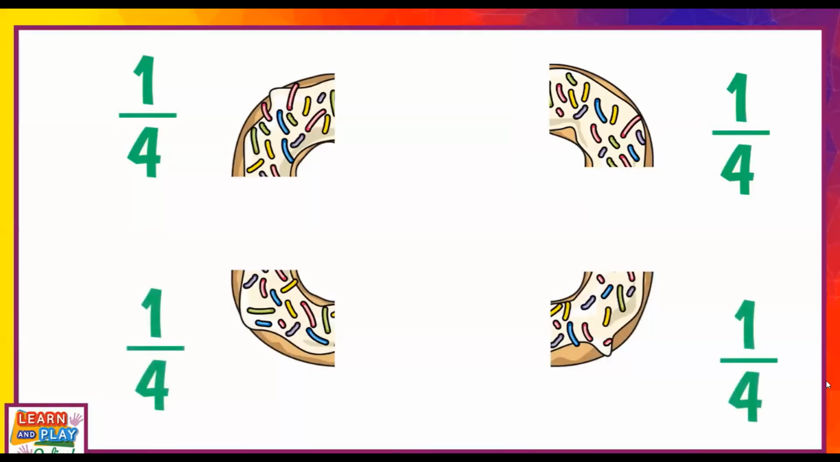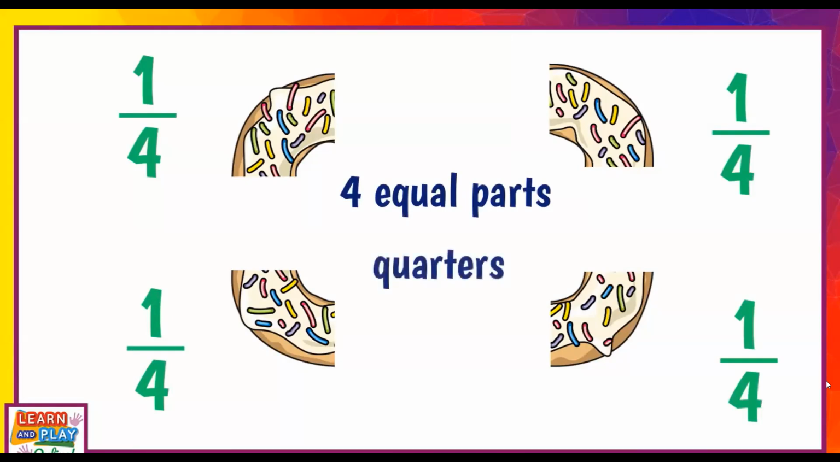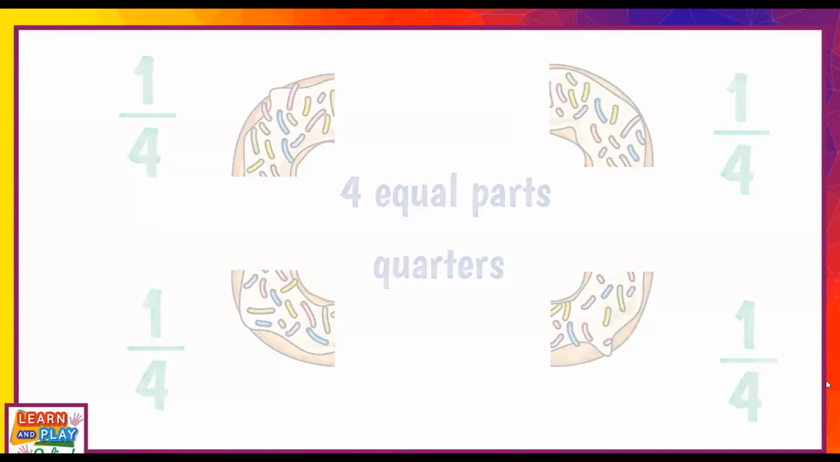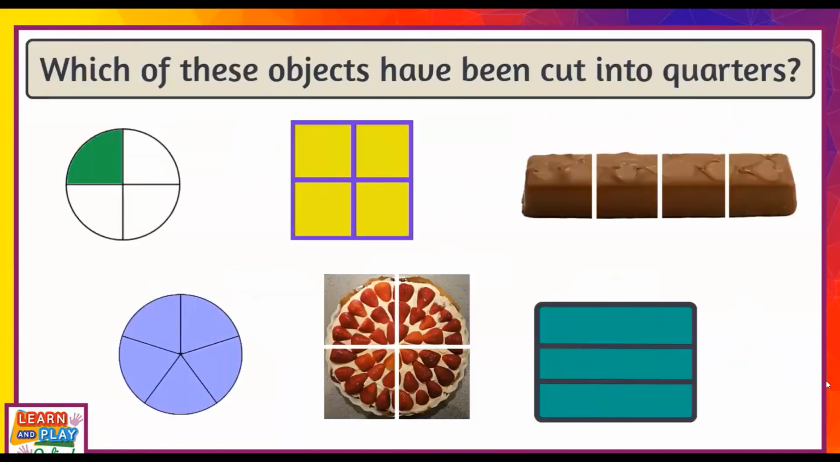Each piece of the donut is 1/4. Remember, if we have 4 equal parts of a whole, we have quarters. Have a look at the pictures below. Which of these objects have been cut into quarters? You can pause the video to discuss it with someone.